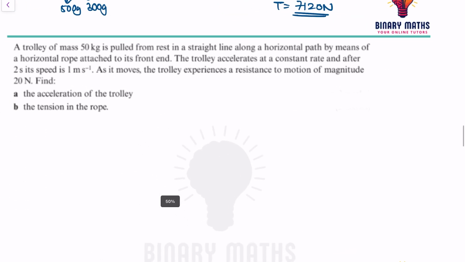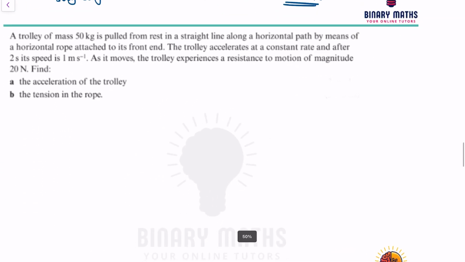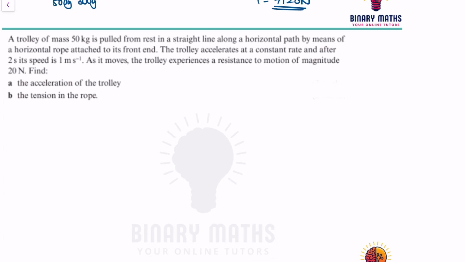Okay, a trolley of mass 50 kg is pulled from rest in a straight line along a horizontal path by means of a horizontal rope attached to its front end. The trolley accelerates at a constant rate, and after 2 seconds, its speed is 1 meter per second. As it moves, the trolley experiences a resistance to motion of magnitude 20 newtons. Find the acceleration of the trolley.